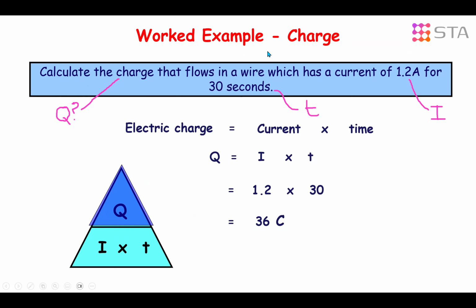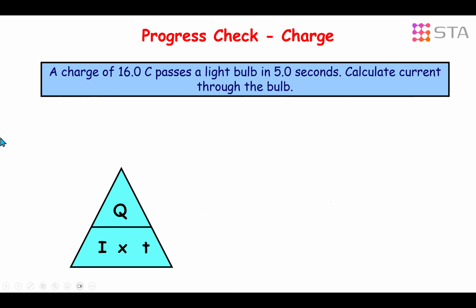Okay, let's do another worked example, which obviously you can do, in order to build your confidence. And this is the second one. A charge of 16 coulombs passes a light bulb in 5 seconds. Calculate the current through the bulb. So this time you're after current, or I. Off you go, and then we'll go through the answer. I'll give you 10 seconds.